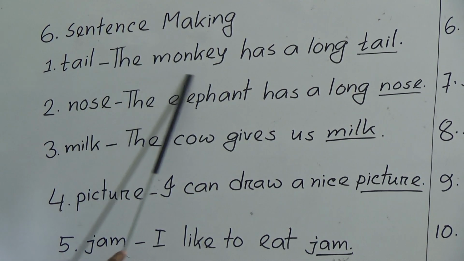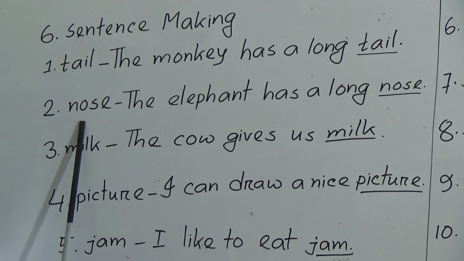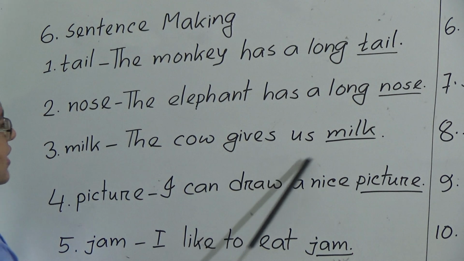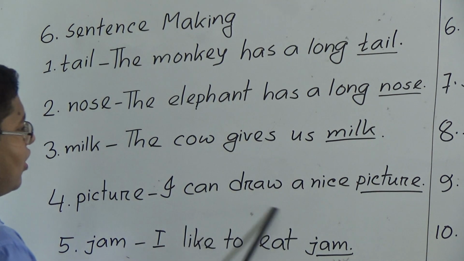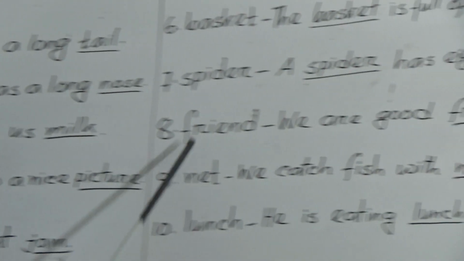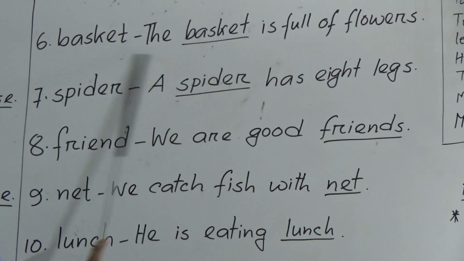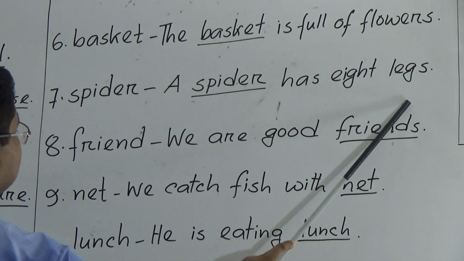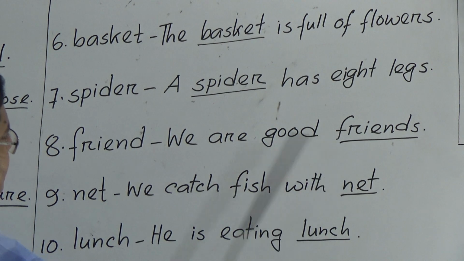Tail. The monkey has a long tail. Nose. The elephant has a long nose. Milk. The cow gives us milk. Picture. I can draw a nice picture. Jam. I like to eat jam. The basket is full of flowers. Spider. A spider has 8 legs. Friend. We are good friends. Net. We catch fish with net. Lunch. He is eating lunch. You can write also he is taking lunch. I am taking lunch. No problem.